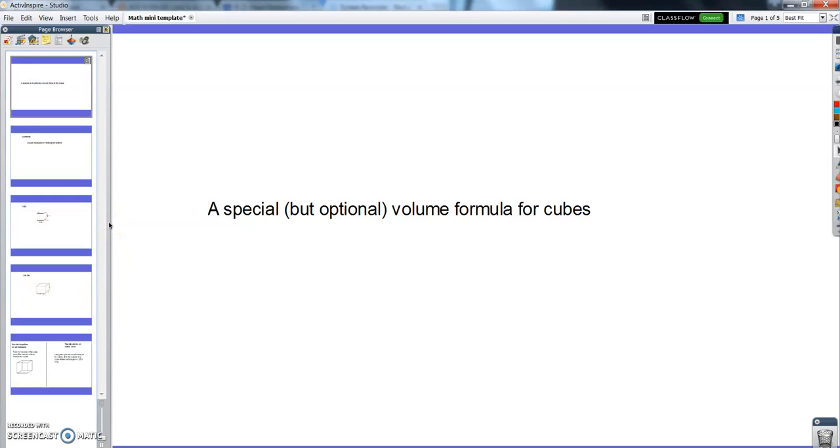Everybody, I want to introduce you to another volume formula today. It's a special, but optional, volume formula for cubes, just for cubes. So go ahead and write this as your next title. When you've done that, close up your math notebook. Follow along with me till we get to the review.